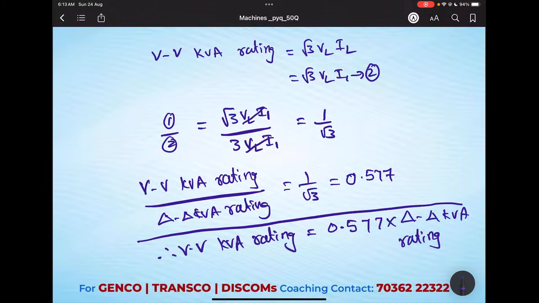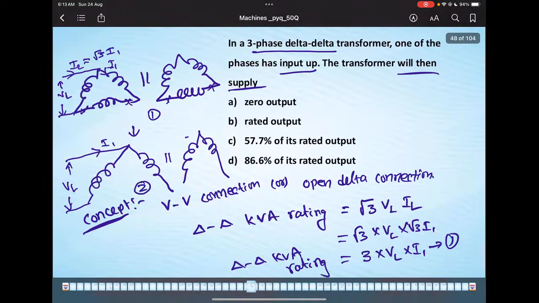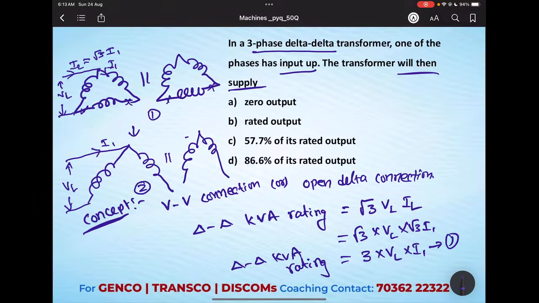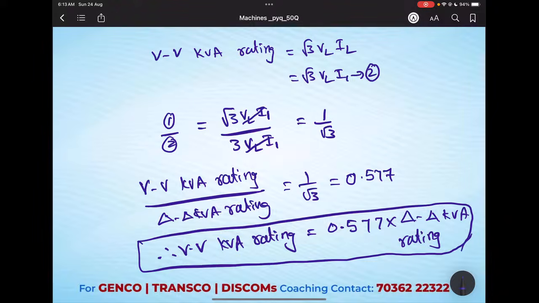This is a very important question, repeated many times in competitive exams. Let's see the options. What are the suitable options for this? They are given in percentage. If you multiply by 100, you will get 57.7% of the rated capacity of delta-delta.